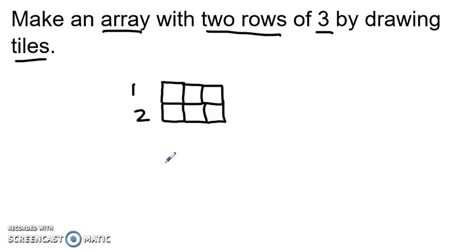If I wanted to write a matching addition sentence, I would write 3 plus 3 equals 6. I'm adding 3 because in each row I have 3, and I added 2 3s because I have 2 rows.